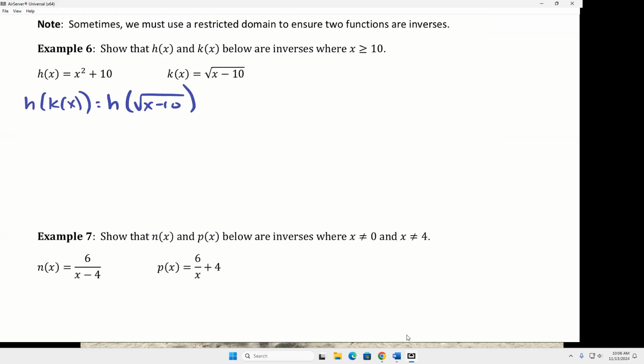So we're going to put k into h by squaring it and then adding 10 to it. And again, I know you guys are smart and you're going to know that everything's going to cancel out and you'll be left with x, but please don't do that. Actually do the steps where we square that square root, and you're just left with x minus 10, and then you have the plus 10. And then those 10s should subtract away, and you're just left with x.